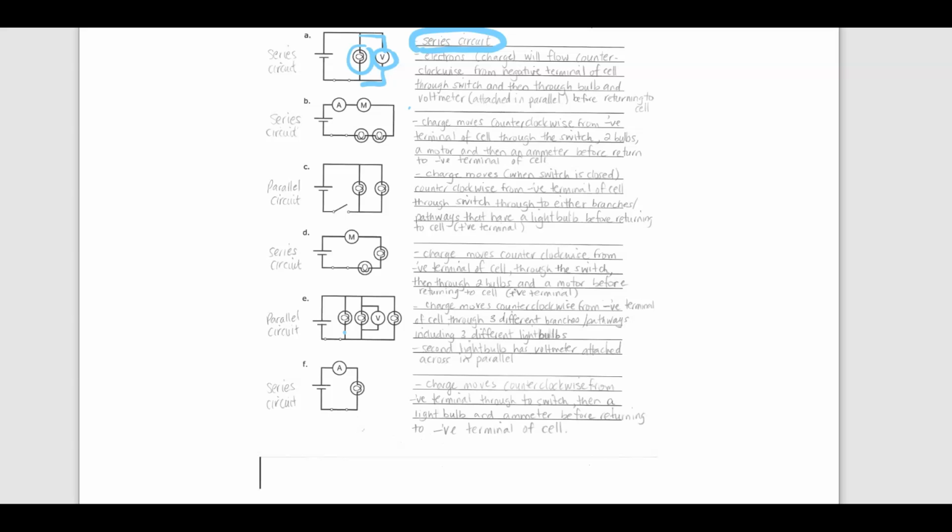And so the voltmeter is always placed in parallel to whatever it's measuring. So if you wanted a voltmeter to measure the potential difference of this cell, you would have to place the voltmeter across that cell and not within the wiring, within the circuit. It has to be across. Okay, so that's one thing I wanted to make sure that you know, that the first diagram here is an example of a series circuit.